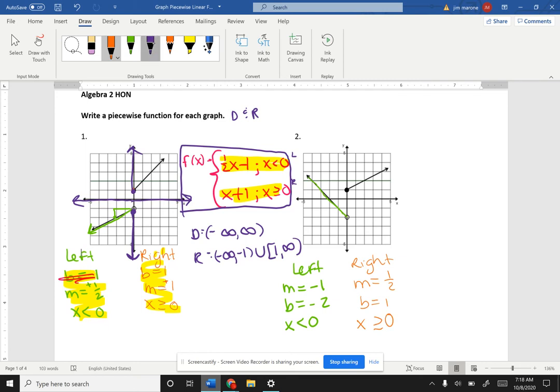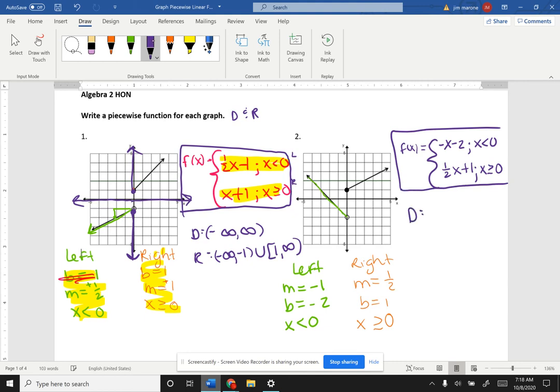So we can write our piecewise function, f of x equals, the left side, the slope is -1, so it's -x minus 2, where x is less than 0, and the right side, the slope is 1/2, so we write 1/2 x plus 1, where x is greater than or equal to 0. So that's our piecewise function. The domain, again, it doesn't stop being graphed anywhere, so it's -infinity to infinity. The range starts at -2 and it keeps going up.